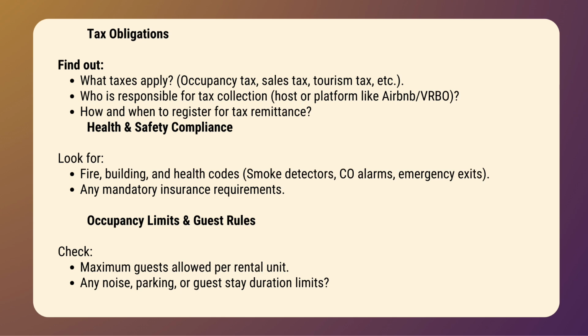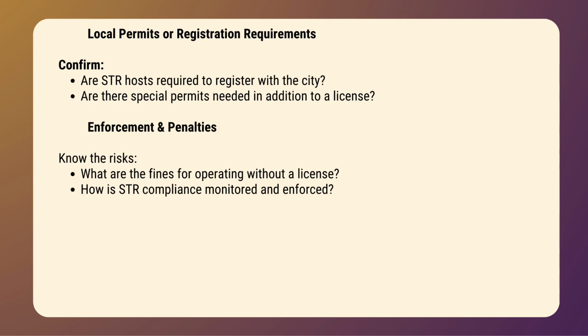You want the AI to search for health and safety compliance, asking it to look for fire, building, and health codes, smoke detectors, CO alarms, emergency exits, occupancy limits and guest rules, also local permits and registration requirements. And you're also asking the AI to check for enforcement and penalties.